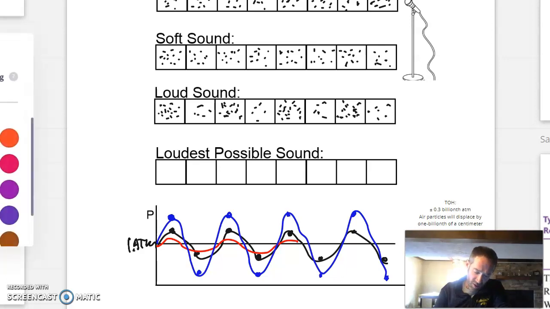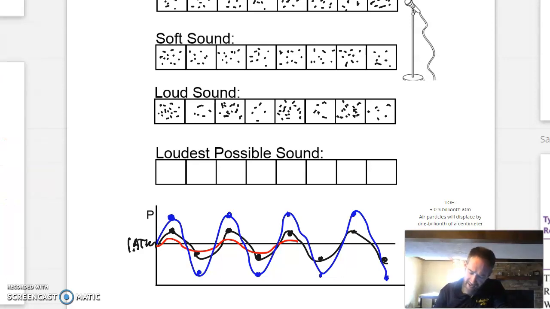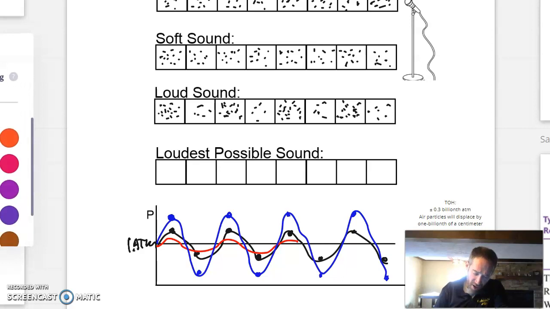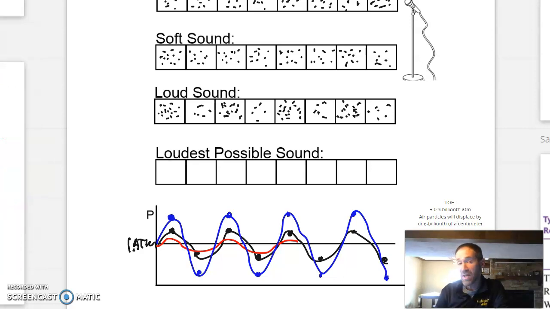Now, of course, there's a limit to all of this, isn't there? Because I can only go so far. How much difference can I possibly make?